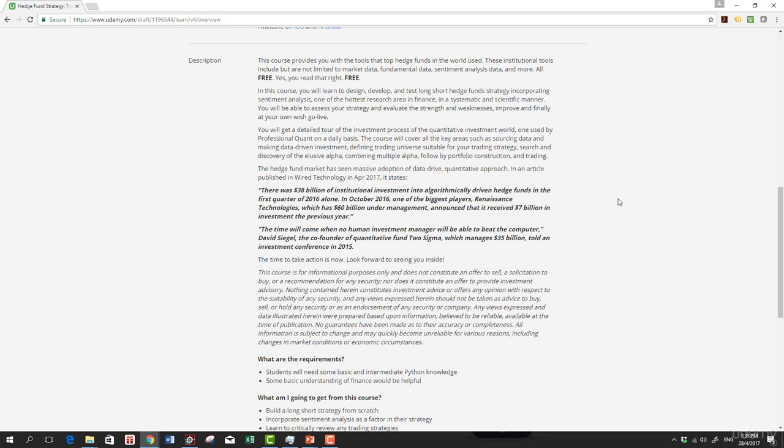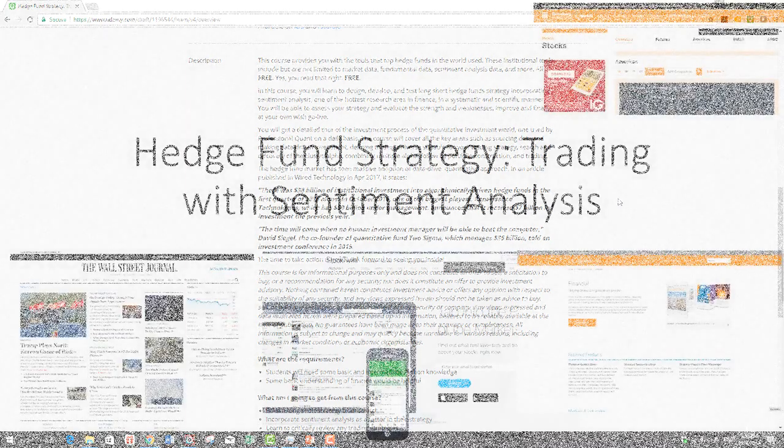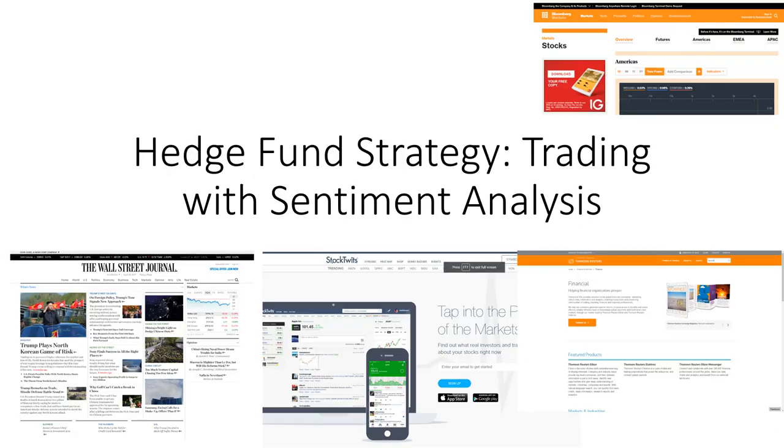Now, the statistics bear out that the world is moving towards a much more data-driven as well as quantitative approach. In a recent paper published by Wire Technology in April 2017, there was $38 billion of institutional investment into algorithmically driven hedge funds. In October 2016 alone, one of the largest players, Renaissance Technologies, which has $60 billion under management, announced that it received a further $7 billion in the previous year. Without further ado, let's get into the course itself and start creating your strategy.